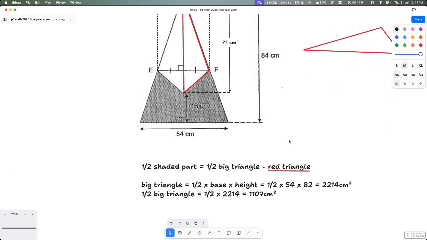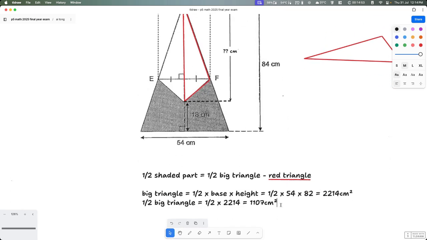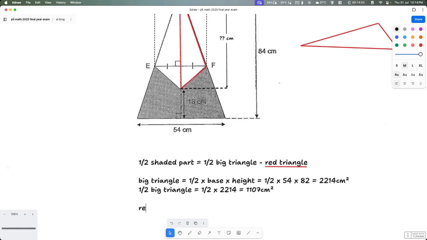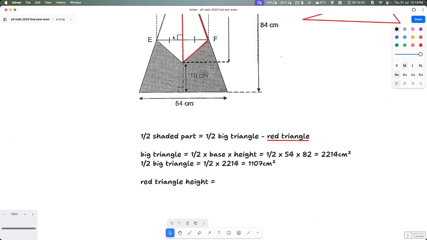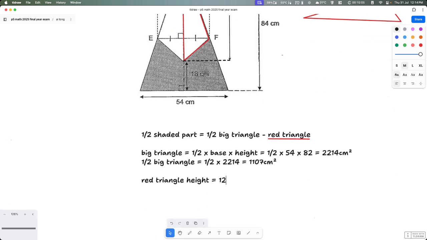The next thing we want to get is the red triangle. The red triangle height, as you can see, is half of 34 centimeters. So it's 34 divided by 2, basically. This will give 17 centimeters.